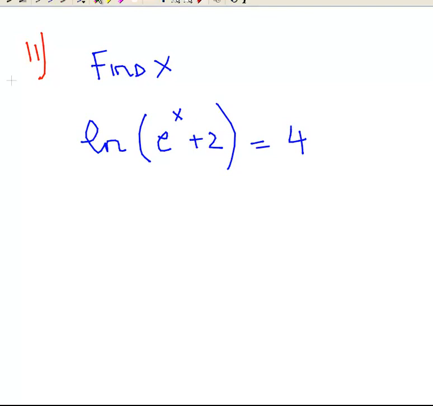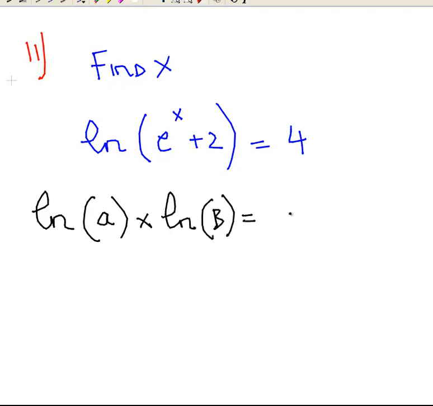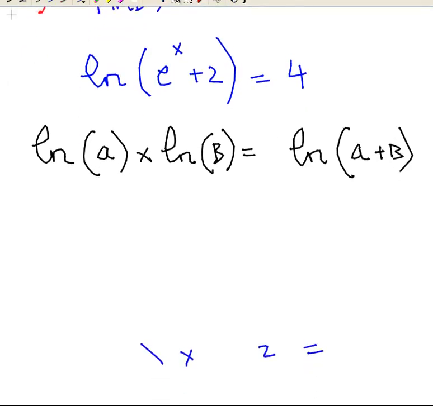Now, the second one is find x, where the natural log of e to the x plus 2 is equal to 4. There are a couple of important rules to remember here, going back to the rules of logarithms. The natural log of a times b is the natural log of a plus the natural log of b. It doesn't have to be the natural log, but we're very specifically interested in the natural log with this exercise. We can work with this in reverse.